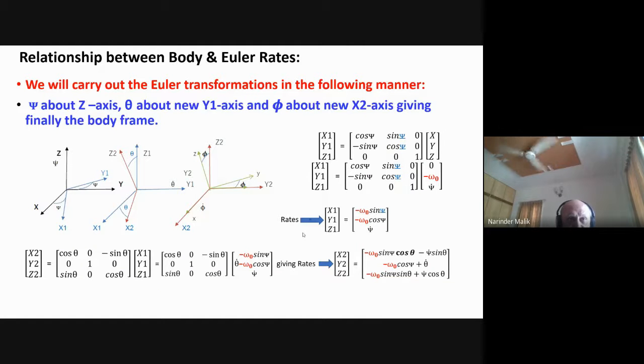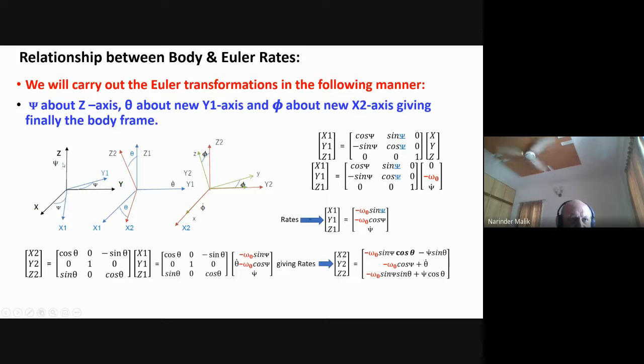Now, I will touch upon the relationship between body rates and Euler rates. Earlier, we discussed the Euler transformation. Here is a specific example. We will carry out the Euler transformation in the following manner. First rotation is by angle psi about the z-axis. Theta will be about the new y1 axis, that is the pitch axis, and phi will be about the new x2 axis, that will be the roll axis.